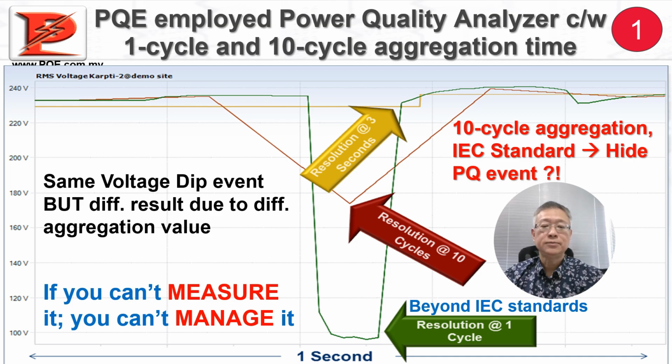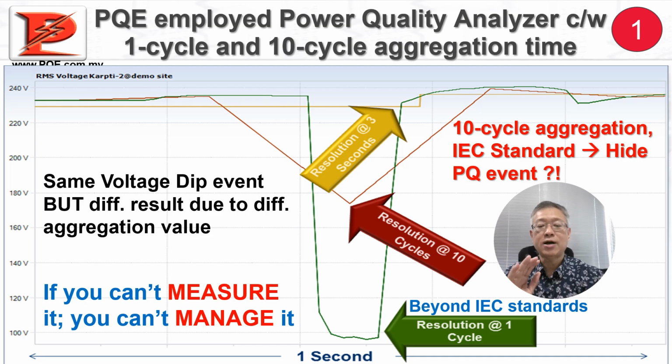Criteria number one. Here we would like to highlight the importance of having the right type of aggregation time. In the market, there are at least two types of time aggregation for this power logger. Number one is the standard, called 10 cycle. So the IEC standard is called 10 cycle.